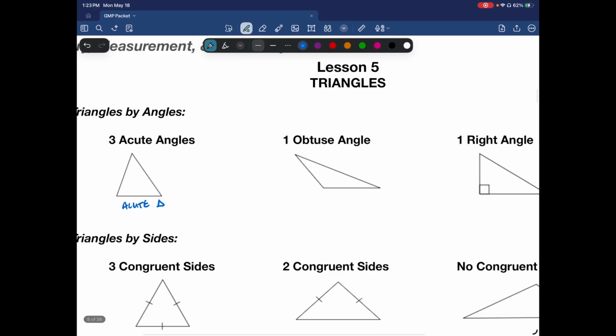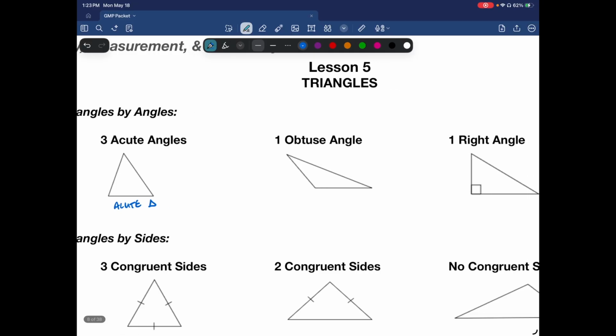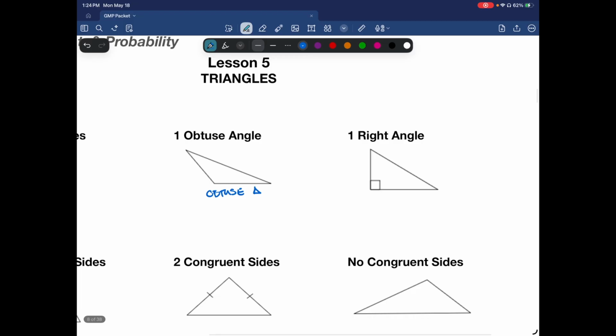The inside of a triangle adds up to 180. So if one of them is more than 90, then you have one obtuse angle, which gives you an obtuse triangle. And then if you have one that is 90, you have a right triangle.